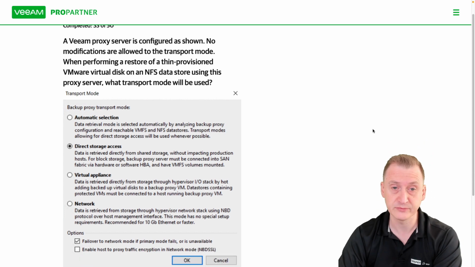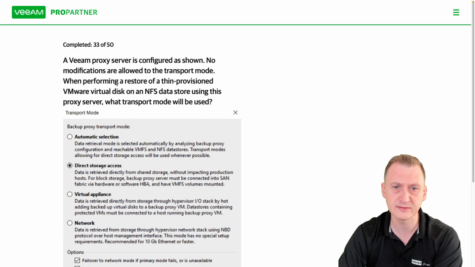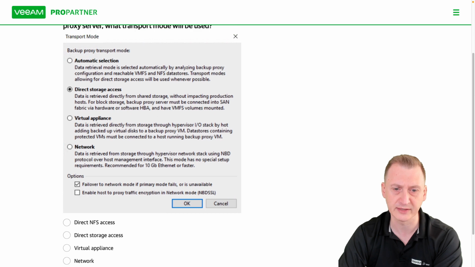Okay, well, let's see what options we have here. So automatic selection, no. Direct storage access. Okay, so we can't change this. And let's say it's on an NFS data store. And we have failover to network mode. So there's essentially only two options here, right?